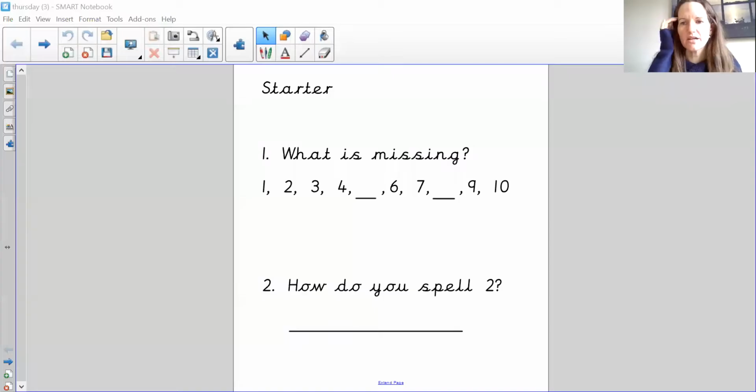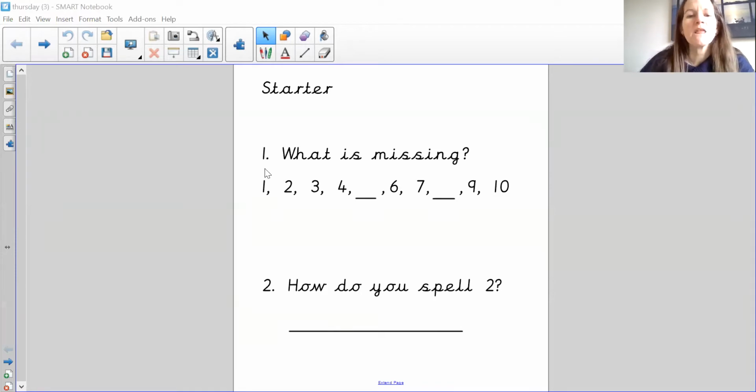So today we are going to be looking at something new, and I mentioned this in our live sessions this week. So let's get started with a starter. You need a piece of paper and a pencil or your whiteboard, and can you please answer these two questions? What is missing? Can you write the two missing numbers? Kind of like the game that we did the other day. I'm not going to tell you the numbers. You need to fill in which two are missing. And then can you write me, how do you spell the number 2? If you need to pause the video, pause it, and I'm going to go over the answers now.